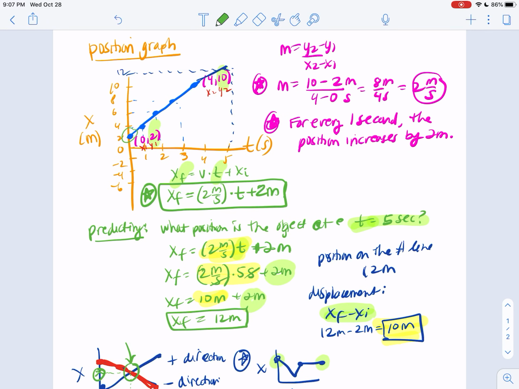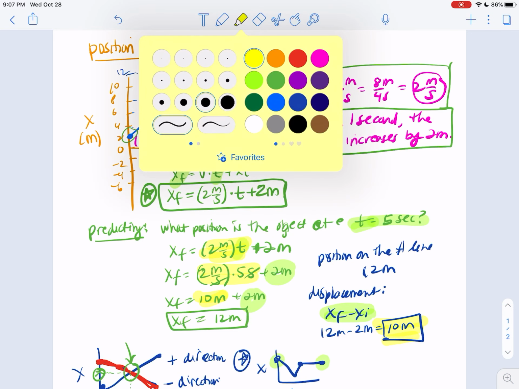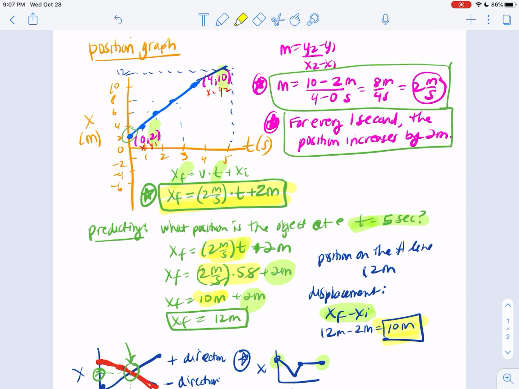You need to be able to find the slope, write the for every statement for the slope, write the math model from the graph. Maybe make some predictions, like where and when is the object, or where is the object going to be at a certain time? Or find the displacement, the final minus initial.